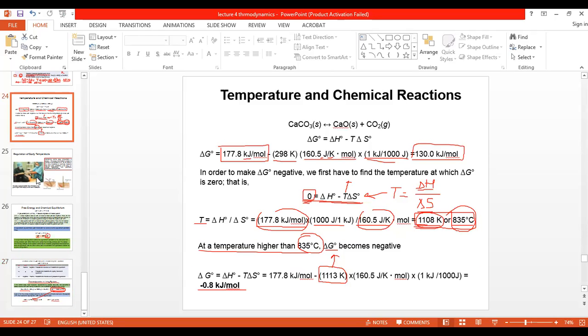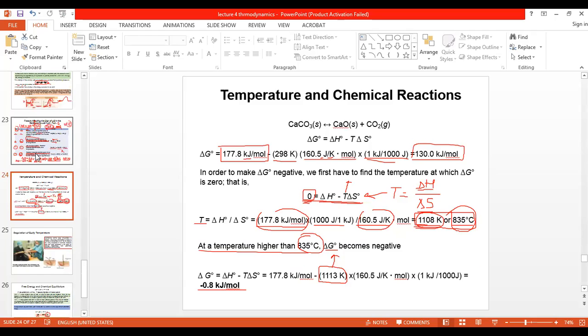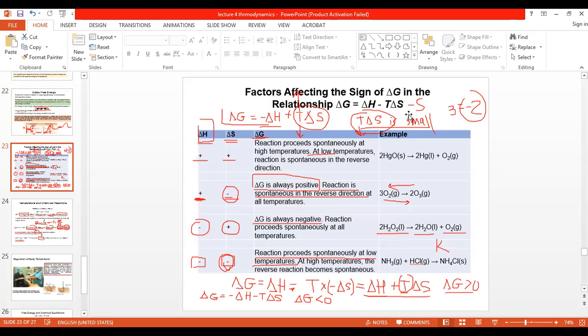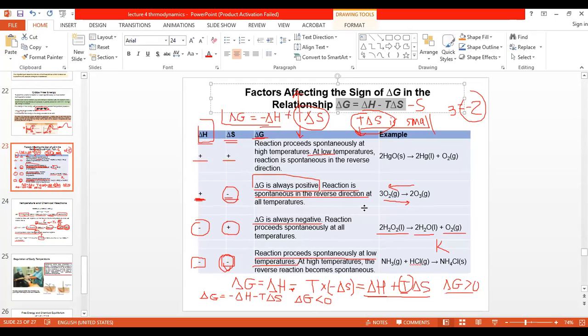Very similar. Also, I want you to understand why we have different delta G's when we have different delta H, delta S. Everything comes from this equation. If you understand this equation, then everything is very simple. This is not a complicated equation. Any other questions about this part?